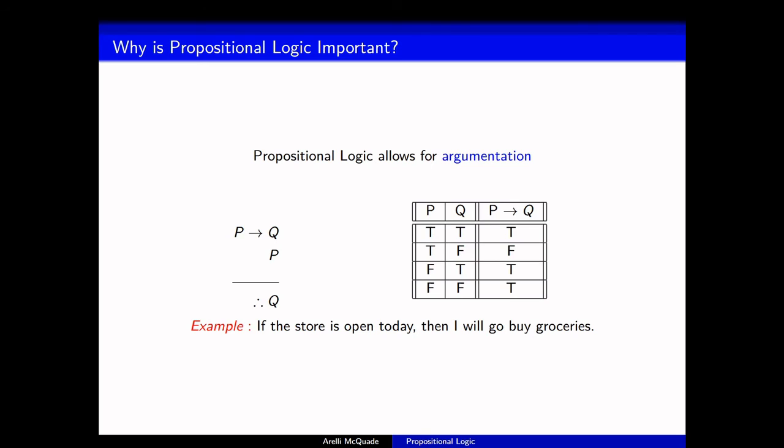Let's look at an example. If the store is open today, then I will go buy groceries. So we know that this implication is true. Then, we also know that the store is open today. So we can now conclude that, therefore, I will go buy groceries. Now that I've gone over the basics of propositional logic, I hope that you've been able to have a better intuition of how propositional logic works and one of the use cases for it.